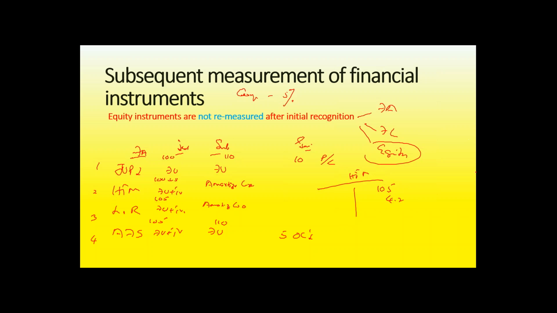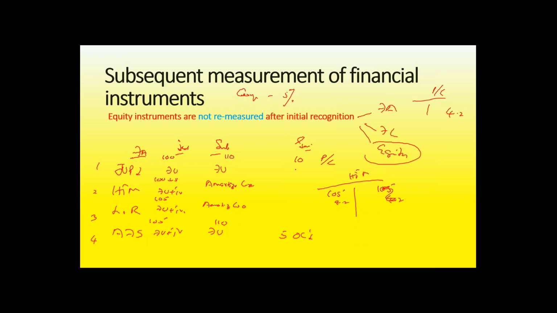So what you will do is you will credit this held to maturity account. Sorry, I made a mistake. Since this is an asset, it will appear on the other side, 105. And now you will charge this HTM account with 4.2, crediting your P&L with 4.2.